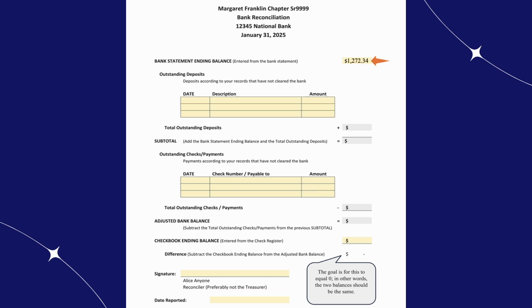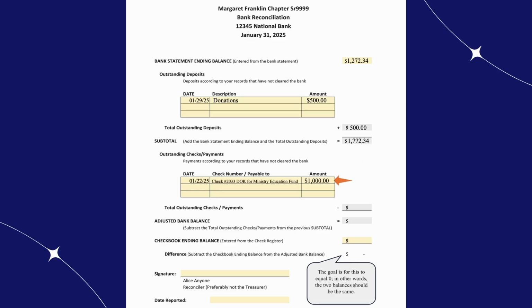We start by entering the ending balance on the bank statement. In our example, the bank's closing balance is $1,272.34. Then we are going to add that outstanding deposit, the one that the bank doesn't show yet. So we add that on January 29th, we had a deposit of donations received for $500. If we had more, we would add them here and then provide a total in this column. Now we subtotal by adding our total outstanding deposits to our ending bank balance.